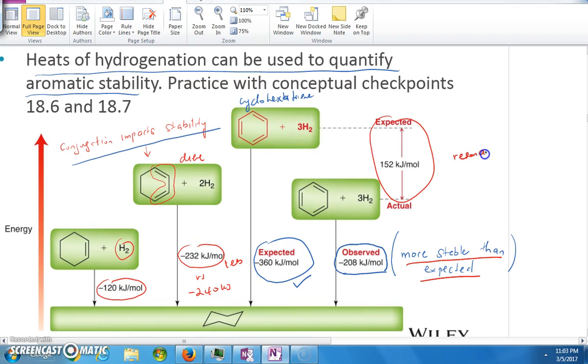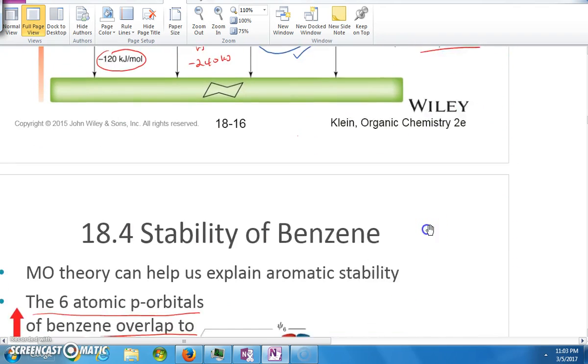That's called the resonance stabilization energy. Okay, now we'll talk about it.